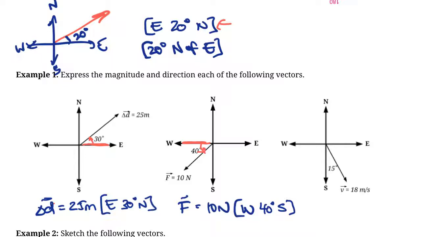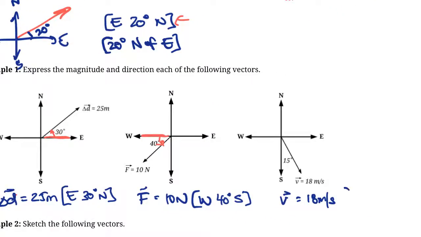Okay, last example. Again, try this one yourself before watching me do the solution. So this is a velocity vector. So it's basically the speed and direction that somebody's traveling. So it's 18 meters per second. And if we want to describe the direction, we start at south and we're going 15 degrees to the east.